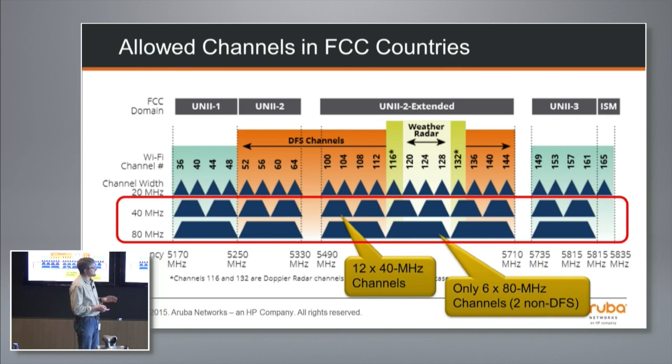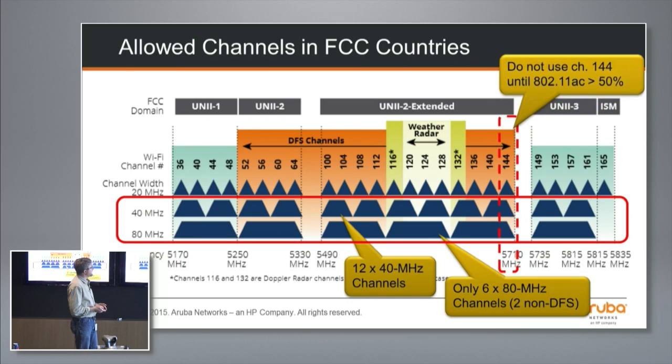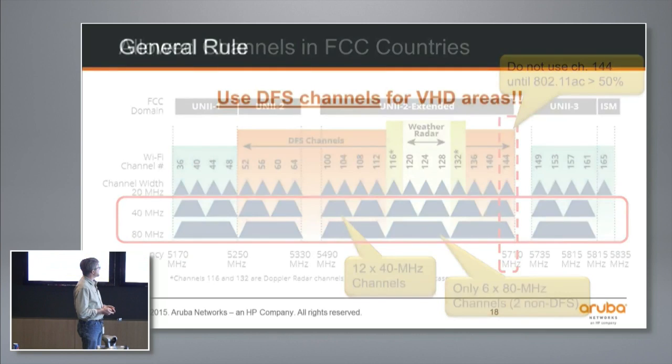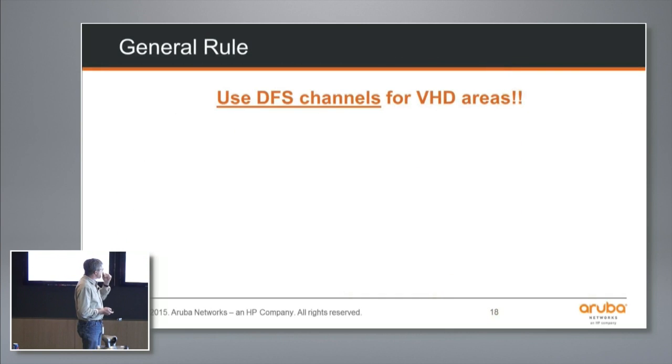But it's important to check, depending on the AP model you're choosing, what the available channel set is for it. We recommend that people do not use channel 144 yet because it's only visible by AC devices, and AC devices are about 20-25% of the market right now. So none of the 11N devices can see them. So I think it's going to be another year or so.